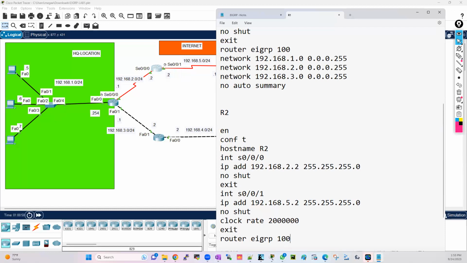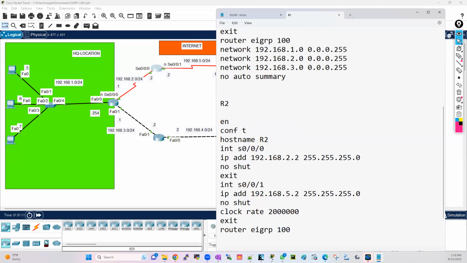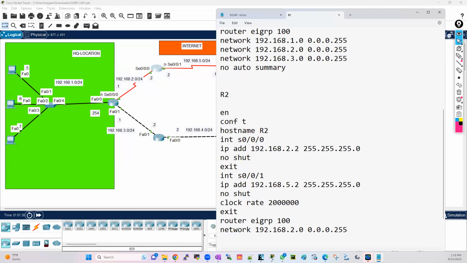EIGRP 100. This is what I said the other time. If you put another AS here, it will not form neighborship with the other router. We should not forget. Enter, network, and then our subnet is 192.168.2.0, and then the wildcard mask 0.0.0.255. We click enter.